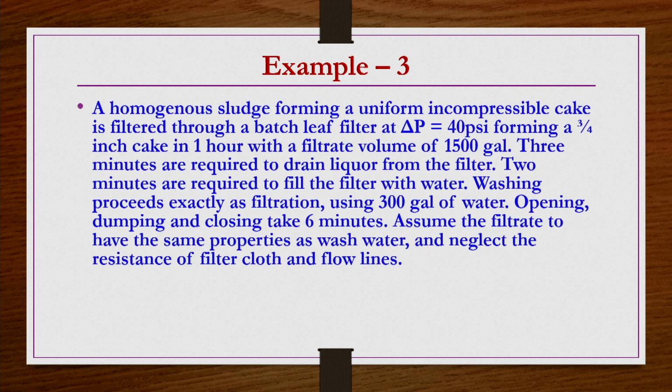So, now example 3. You take a homogeneous sludge forming a uniform incompressible cake and it is filtered through a batch leaf filter at delta P 40 psi, forming a 3 by 4 inch cake in 1 hour with a filtrate volume of 1500 gallons. So, pressure drop is given, filtrate volume is given, cake thickness is also given, 3 by 4 inches, and filtration time is also given as 1 hour.